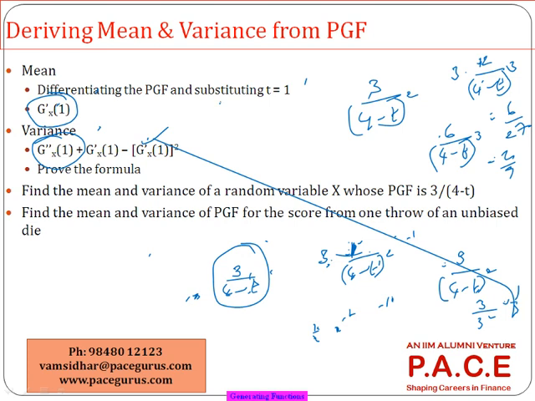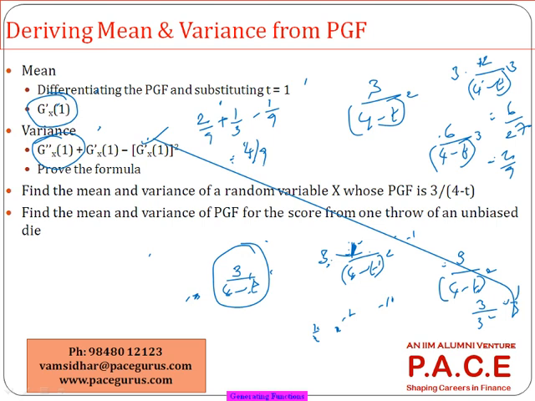So g double dash of 1 is 2 by 9, plus g dash of 1, which is 1 by 3, minus g dash of 1 whole squared, 1 by 3 whole squared, making it 1 by 9. So my variance overall is 2 by 9 plus 1 by 3, which is 5 by 9, minus 1 by 9, 4 by 9. That is the variance of this distribution. So the standard deviation is the square root of that, which becomes 2 by 3.